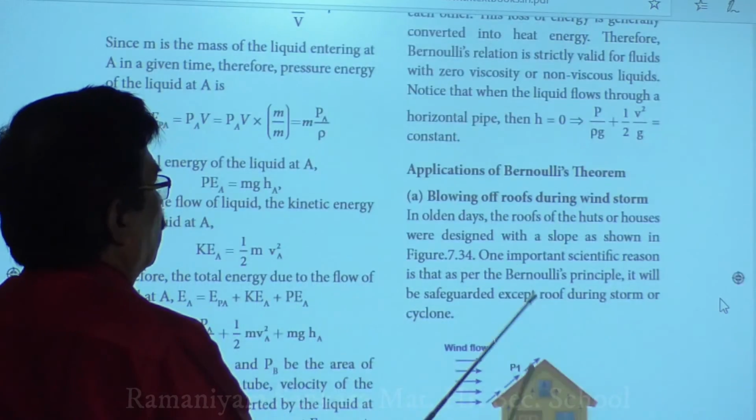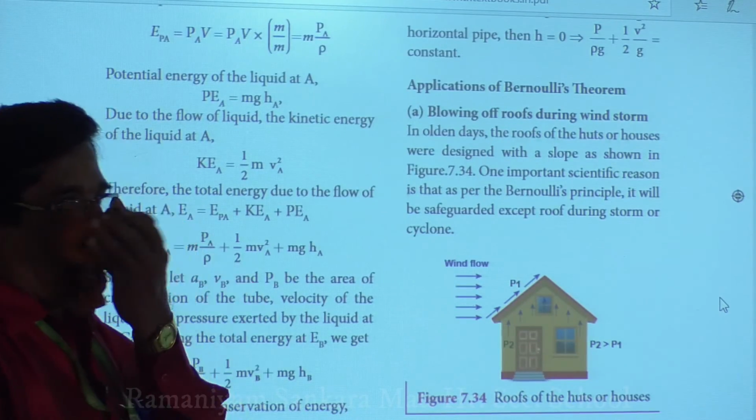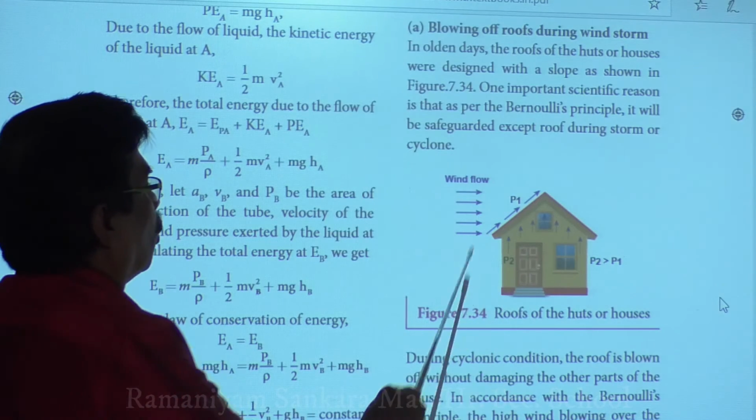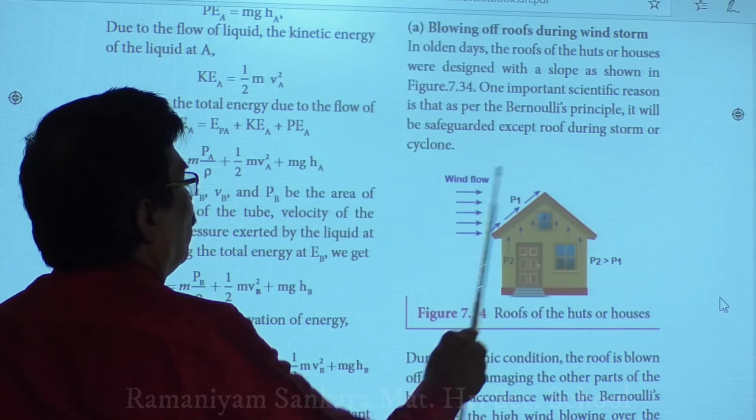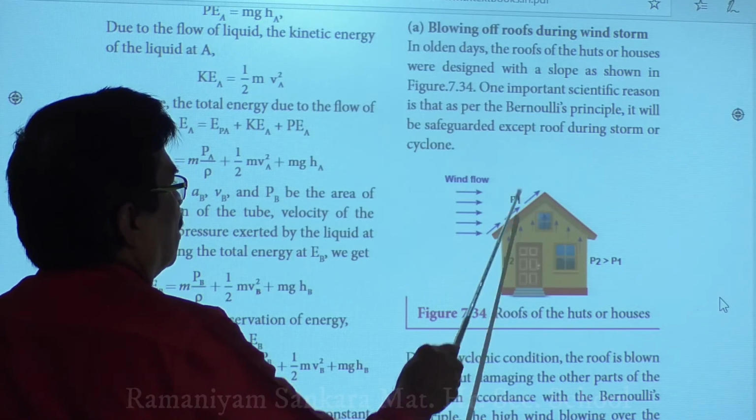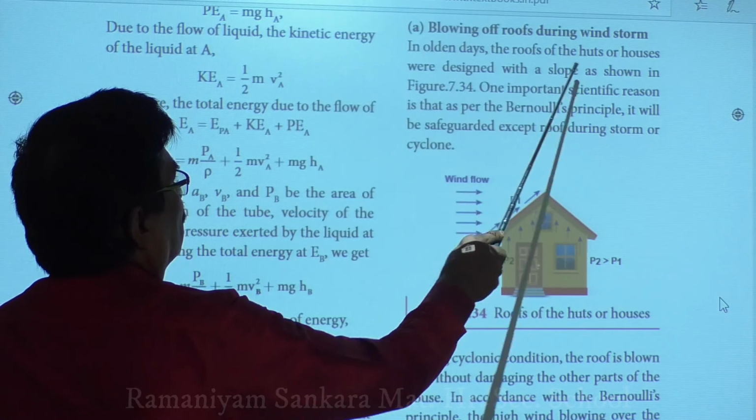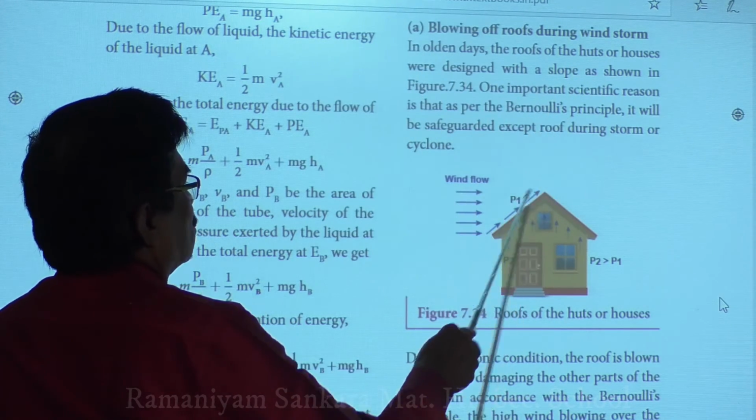Now, applications of Bernoulli's theorem: a separate 5-mark question. Here you have to draw this diagram. The hut is there, and the roof would be blown off because of the pressure. So on older huts, the roofs are designed with a slope. This is called a slope.